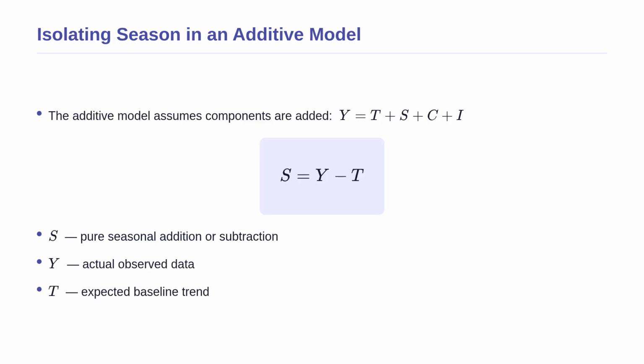Here is the mathematical translation of the additive concept. Because the components are added together, we isolate the seasonal component by subtracting the trend from the actual data, rather than dividing. S equals Y minus T. Y is the actual observed data and T is the expected trend. If the actual sales are 150 and the trend is 100, the seasonal effect is simply positive 50 units. This method isolates the pure seasonal addition or subtraction, giving us an absolute number rather than a percentage. It is a direct parallel to the ratio to trend method.